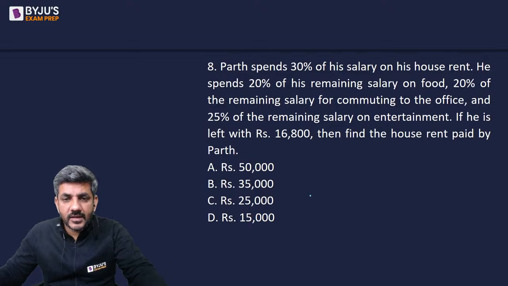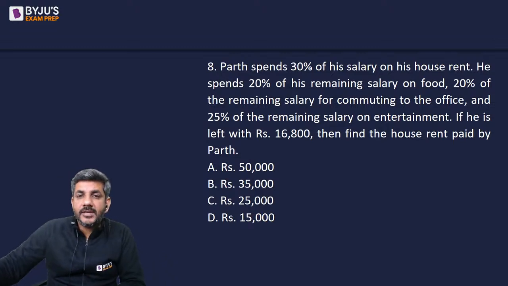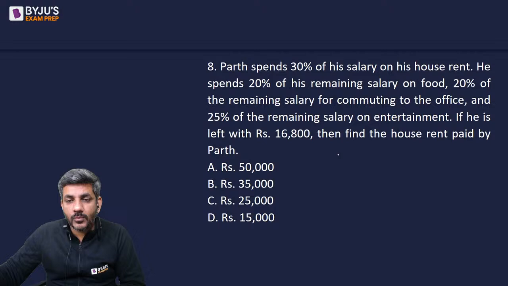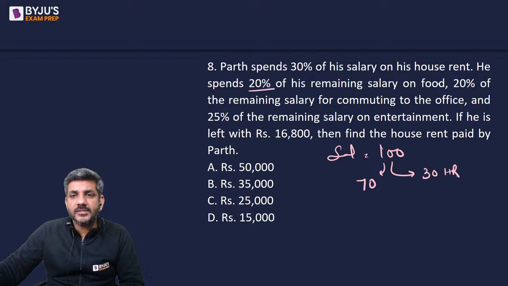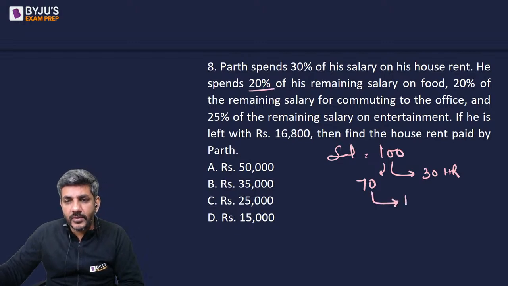Let's do this as well now. Question number 8. Parth spends 30% of his salary on house rent. Once again, I'll assume his salary as 100. So he spends 30% on house rent. So 30% goes for house rent. Remaining is 70. From that 70, he spends 20% on food. So from that 70, 20%, that is 14, went on food.